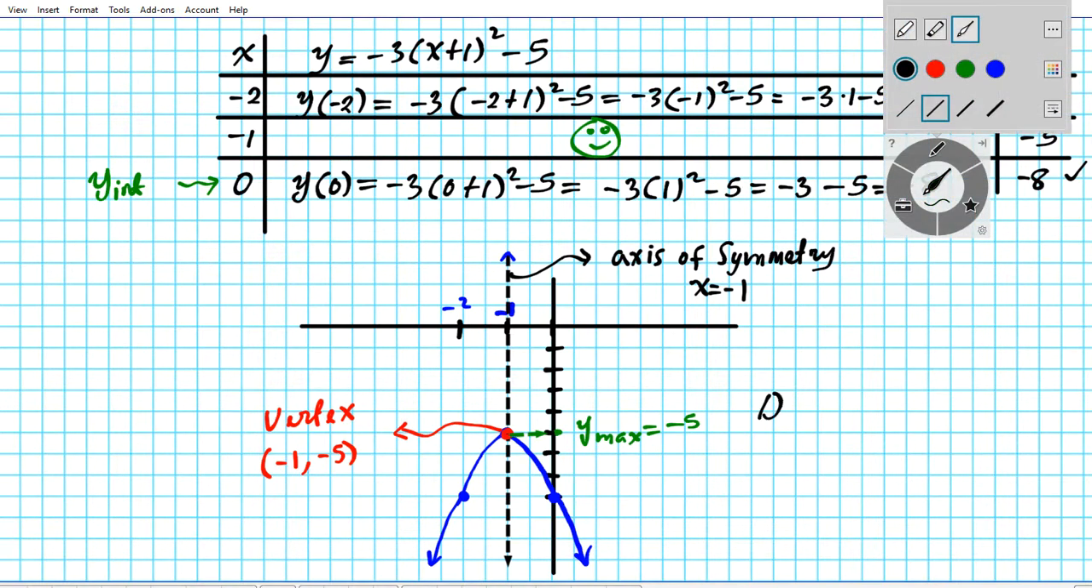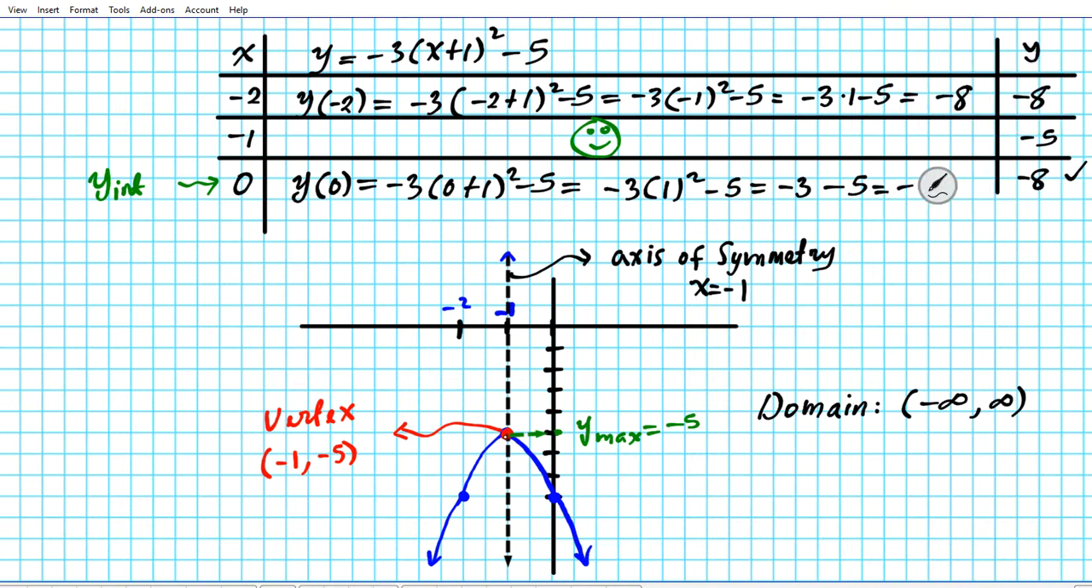So the domain here is going to be the width of the graph. So it basically goes from negative infinity to infinity, since it goes to the left forever and to the right forever. If we project this graph on the x-axis, that's what our width will be. And then the range: this graph goes down forever, but it goes as high as -5. So using interval notation, we can say the graph goes from negative infinity all the way to -5 included.